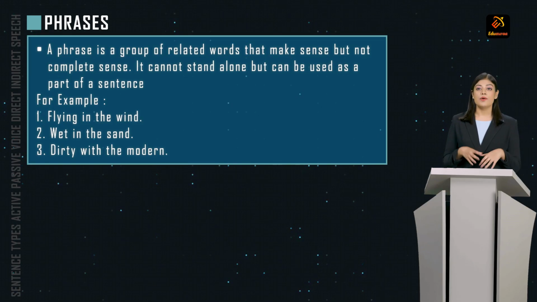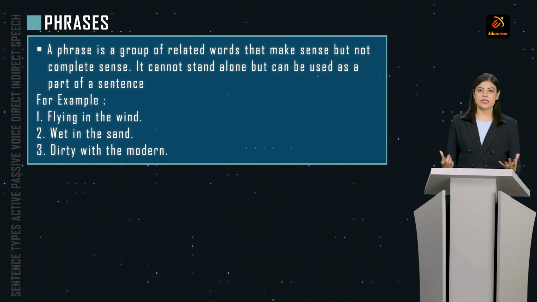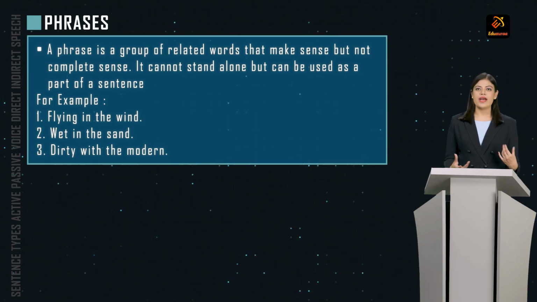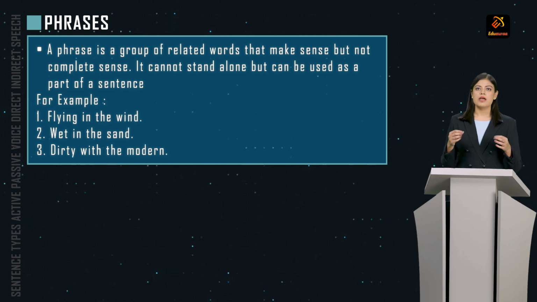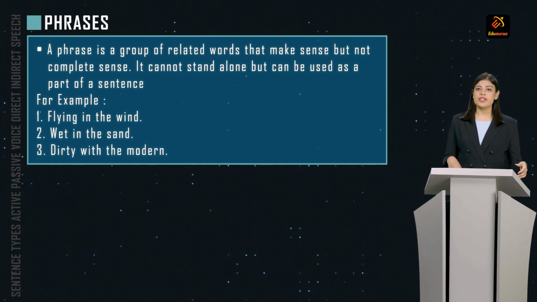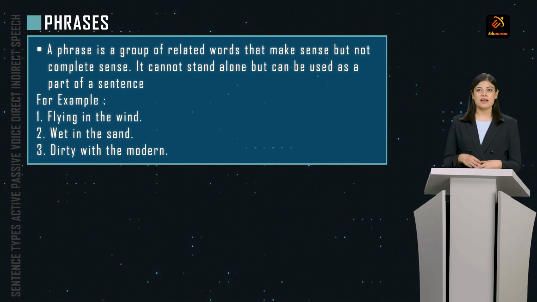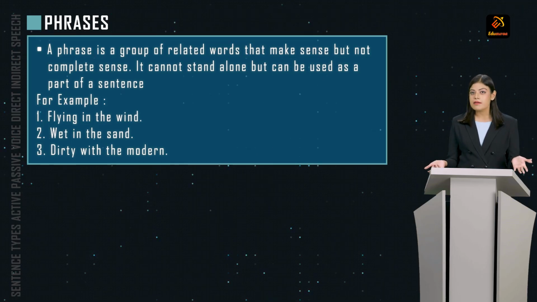Wet in the sand. Wet is an action, being wet. Where are you wet? In the sand. But who's wet? Are my feet wet in the sand? Is my sandcastle wet in the sand? Are my toys wet in the sand? I have absolutely no idea. The subject is missing, and so it's not a sentence, it is a phrase. So you get the gist. A phrase is just a group of words. They can be part of a larger sentence, but on their own they cannot stand.